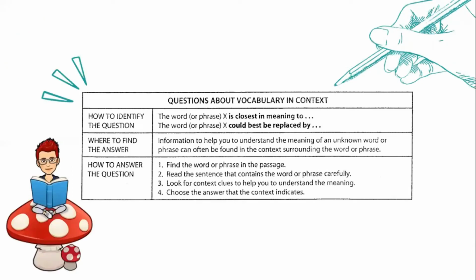So how do you identify these questions so you can work straight ahead with them? The word or phrase "da, da, da" is closest in meaning to. The word or phrase "da, da, da" could best be replaced by. You then find the word or phrase in the passage. You read the sentence that contains the word or phrase carefully. Look for context clues and choose an answer.